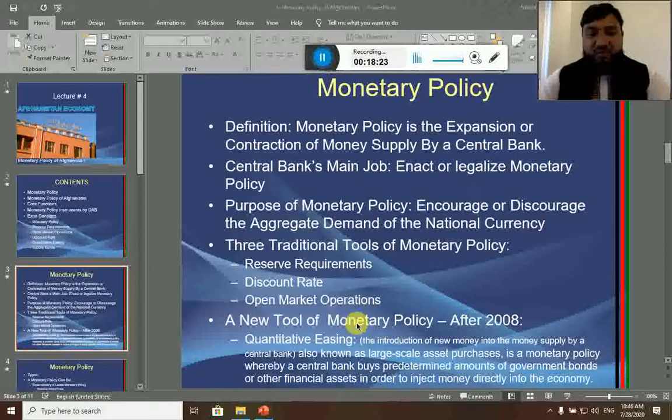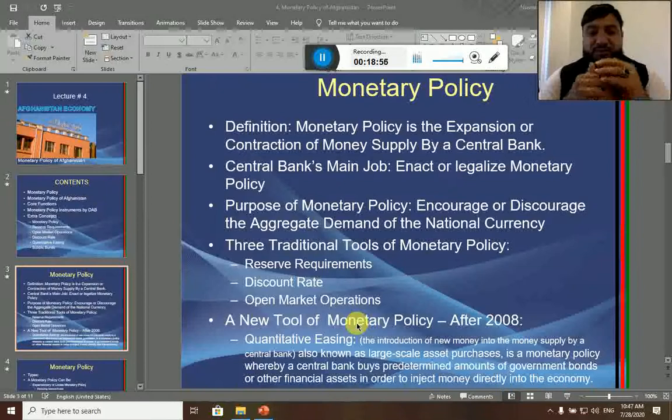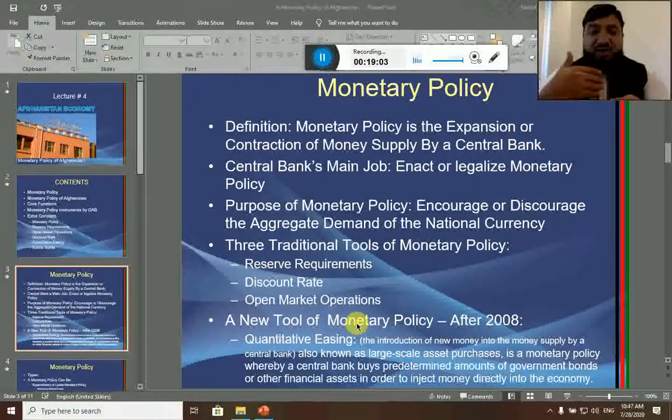Next, we have open market operations. Open market operations are also one of the tools used by the central bank as a tool of monetary policy, in order to expand or contract the money supply to the market, or the aggregate demand of the national currency. In open market operations, there is direct intervention of the central bank in the market, where the central bank purchases a foreign currency against the national currency, or sells the international currency against the local currency. This phenomenon is called open market operations.